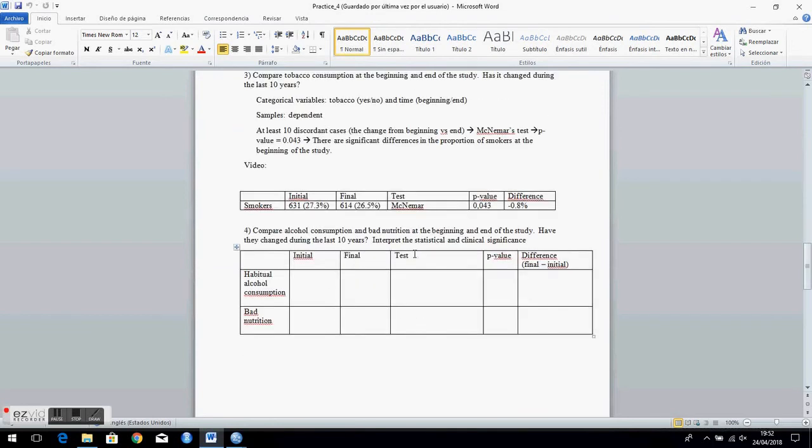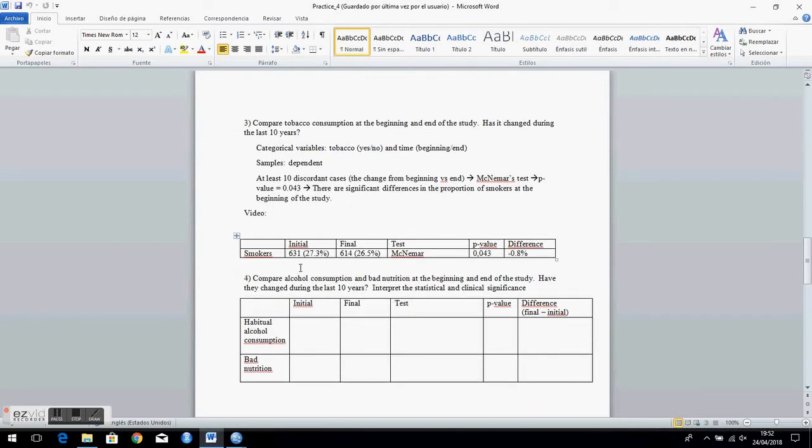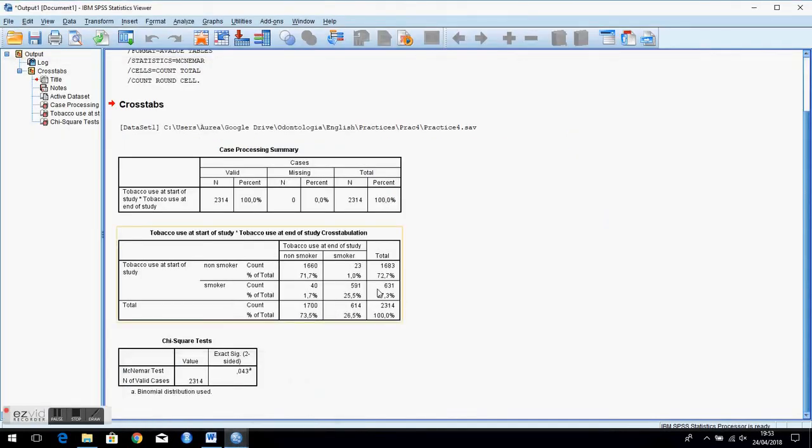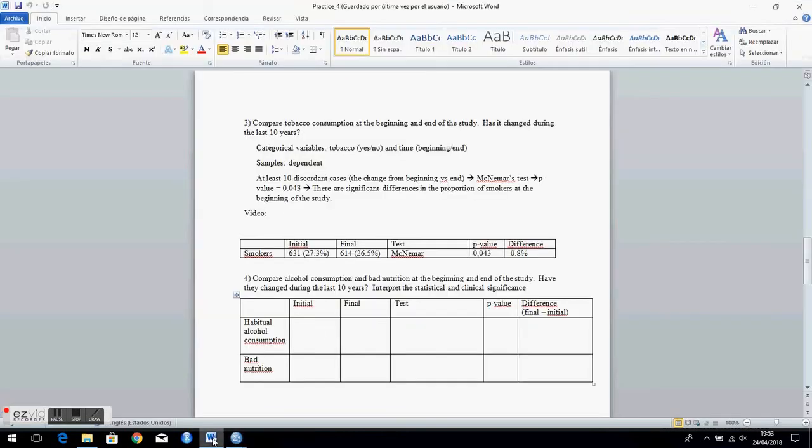If we observe the results table in exercise 3, the first cell is the observed number of the people who smoke at the beginning of the study. This number, the count of people who smoke at the beginning of the study, and each percentage, and also the count of people who smoke at the end of the study and its percentage.